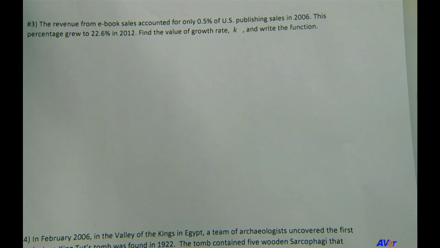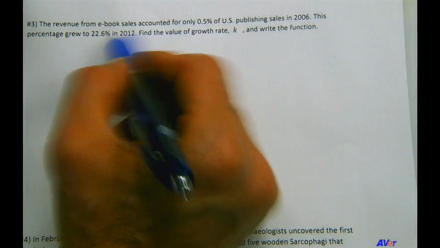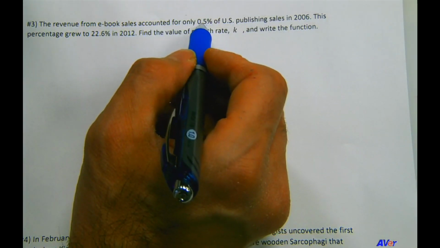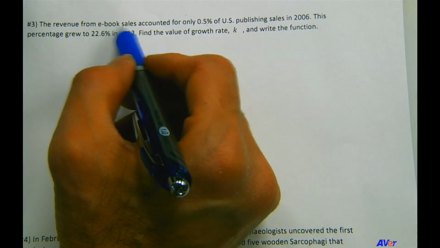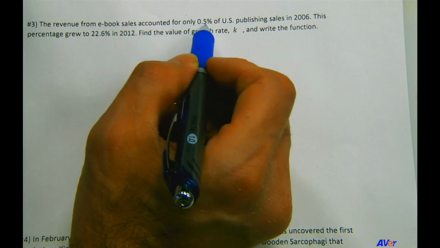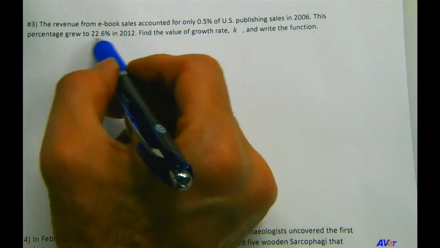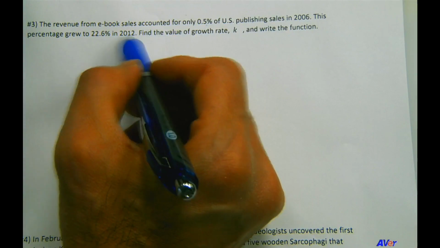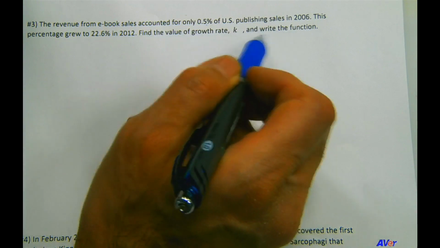So this problem is playing a trick. It's playing a trick because it introduces these percentages which might make one think that it's talking about the growth rate, right? The revenue from ebook sales accounted for only 0.5% of US publishing sales in 2006. This percentage grew to this much, 22.6% in 2012. Find the value of growth rate and write the function.